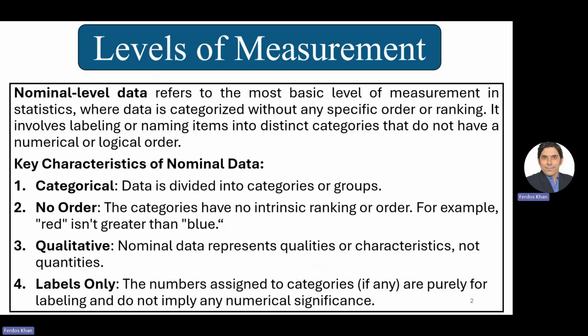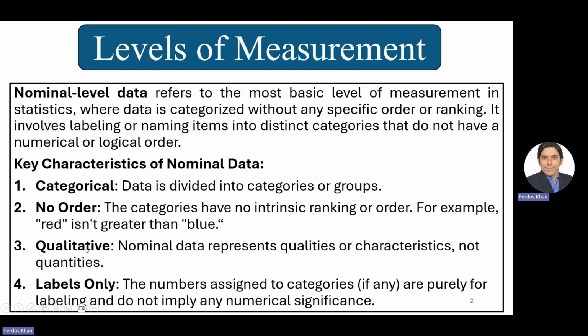Now we move to the key characteristics, and after that we have examples of this data, so you will understand the concept of nominal level data in detail. Key characteristics of nominal data. Categorical: data is divided into different categories or groups. No order: the categories have no intrinsic ranking or order. For example, red is not greater than blue. So you cannot say that red is greater than blue, or that blue is better than red.